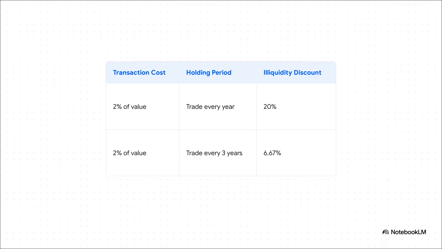For example, let's say there's a 2% transaction cost. A short-term trader who's flipping the asset every single year faces a massive 20% discount. But a long-term investor holding for 3 years, well, their discount drops to less than 7%. Your time frame is everything.